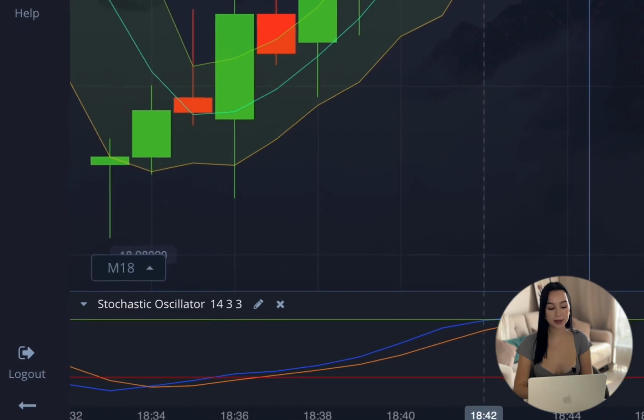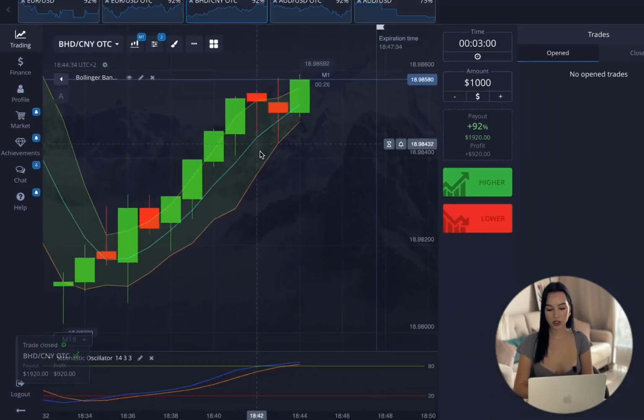So it's 3, 2, 1, and boom, we won our trade. So guys, as you can see, this is a really great and effective strategy. We did not even have any catch-ups in this trading session today, all the profits in a row.